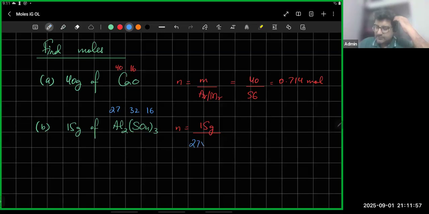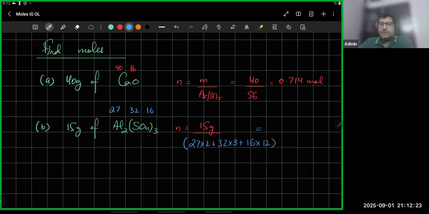It's 27 times 2. कितने sulfur? I think there are 2 sulfur, so that's 32 times 2. And 32 times 3, because there are 3 sulfurs. Plus 6. Oxygen is 12, right? 16 times 12. Is this clear?